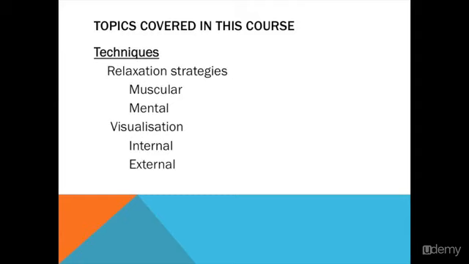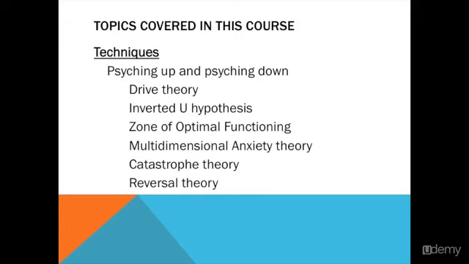Then there are several chapters on techniques. The first chapter is on relaxation strategies, including muscular and mental relaxation, a visualization section discussing the differences between internal and external visualization, and then a largish chapter on psyching up and psyching down, which is really how athletes control their emotions. So we go through a few theories here: drive theory, inverted U hypothesis, zone of optimal functioning, multidimensional anxiety theory, catastrophe theory, and reversal theory.